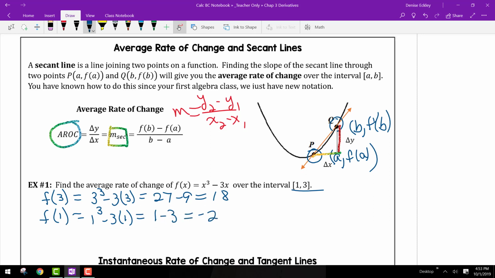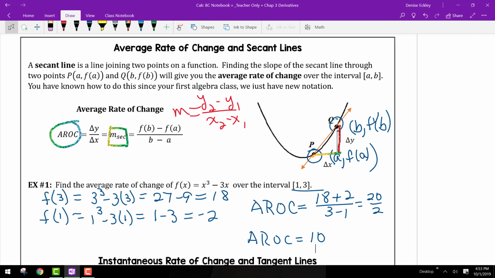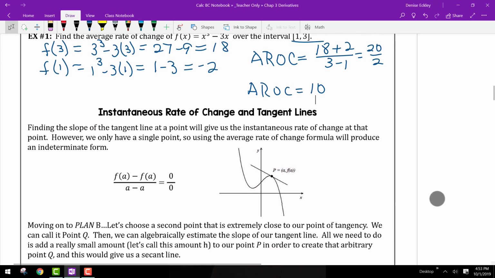So now I can do my average rate of change, which is going to equal 18 plus 2 over 3 minus 1. And then so I get 20 over 2. So my average rate of change is going to equal 10. Okay, that's how you do that. It's just like you did in Algebra 1 or Algebra 2.